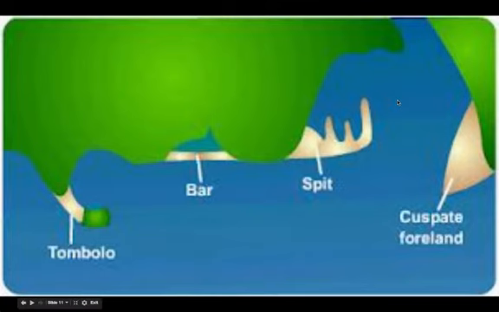A bar is another landform that is similar to a spit. A bar is formed when two spits join together. A bar looks like a line of material connecting one headland to another, as you can see here. It's basically just two spits joined together.